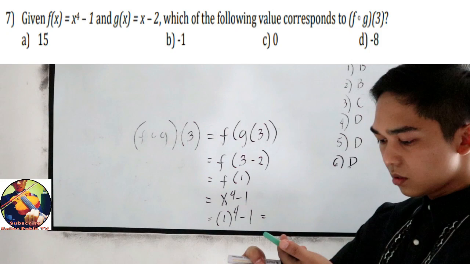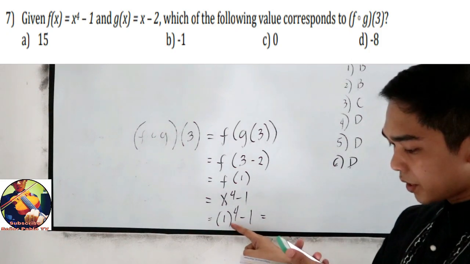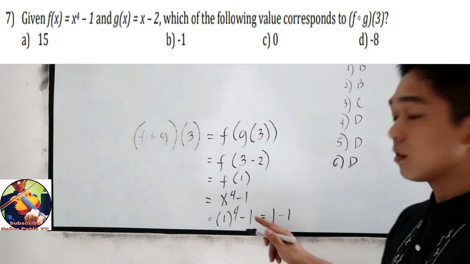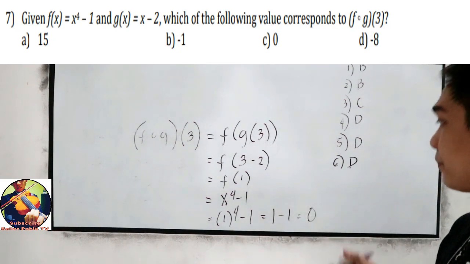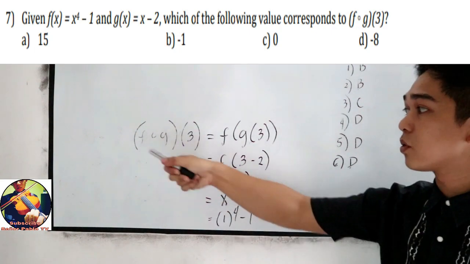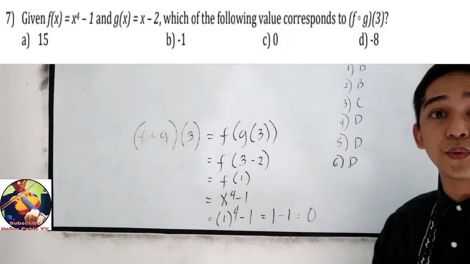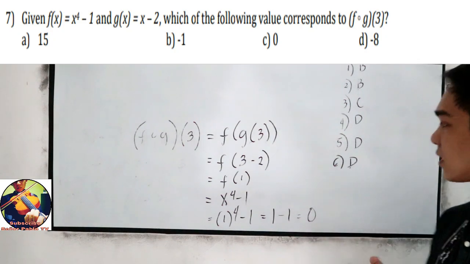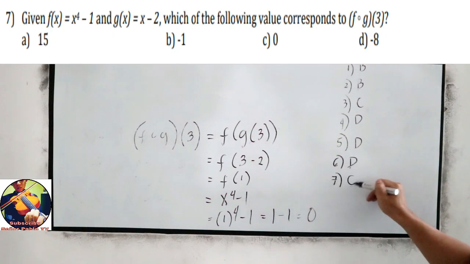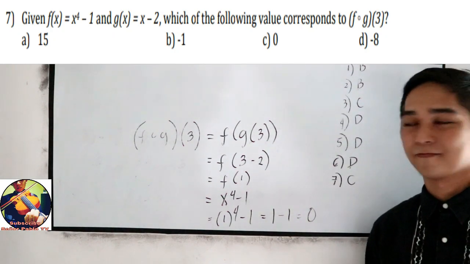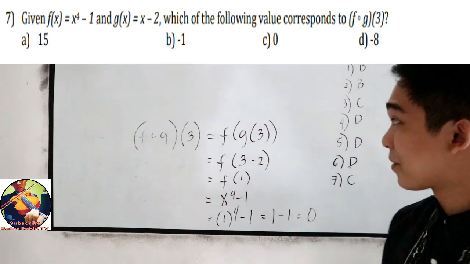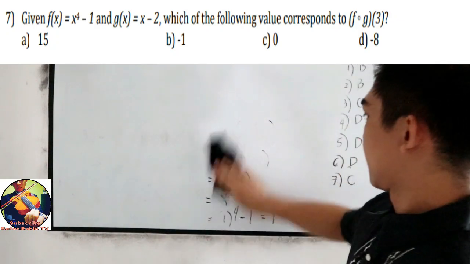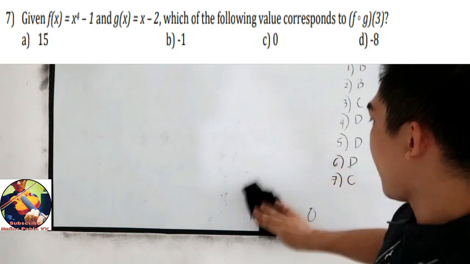Now, 1 raised to 4, that is 1. Minus 1 will give us 0. So f composed of g of 3 is equal to 0. So number 7 is letter C. Okay, that is number 7. Next, number 8.